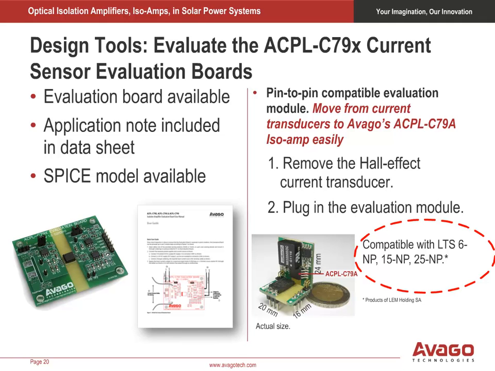To evaluate the ACPL-C79X current sensor, there are two types of evaluation boards available. The version on the left is the normal type, and the one on the right is a small module with a shunt resistor and an isolated DC-to-DC power supply module. This module is compatible with LTS series Hall effect current transducers. You can quickly evaluate optical current sensors with this option.